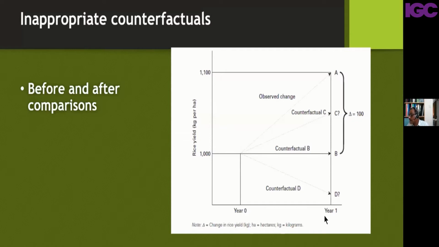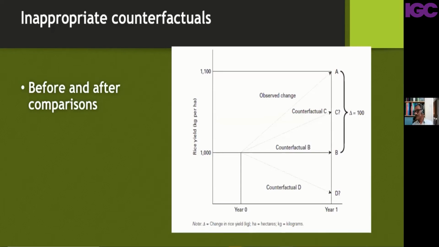So when we simply make before and after comparisons, it is not appropriate because we do not know what the outcome for the beneficiary would have been in the absence of participation. So of course, we as economists can very well appreciate this concept that before and after comparisons are not really useful for impact evaluation purposes.